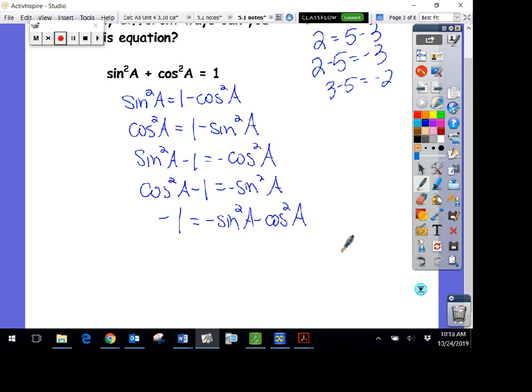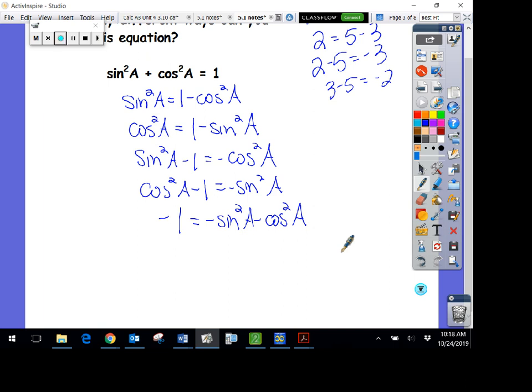Yep, still Pythagorean ID. Doesn't matter how I move it around. All of these are Pythagorean identities. So right there's 5 different ways I could write that one. So that goes for all 3 of them. There's at least 5 different ways. I can't really think off the top of my head if there's another one.